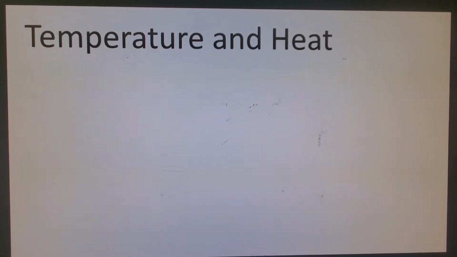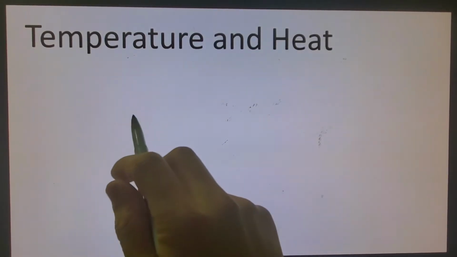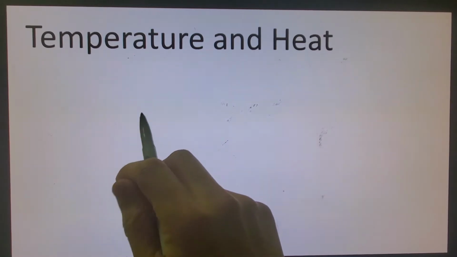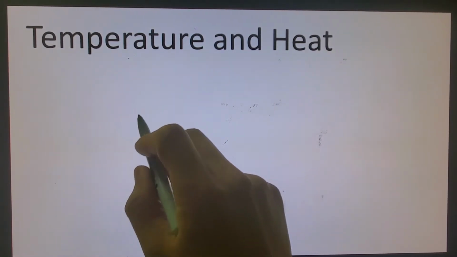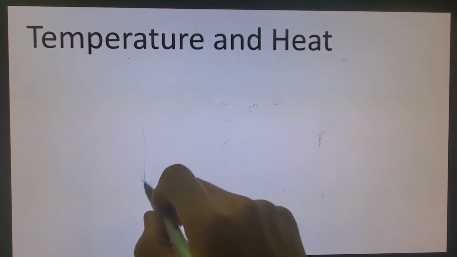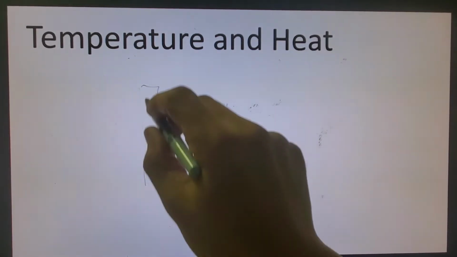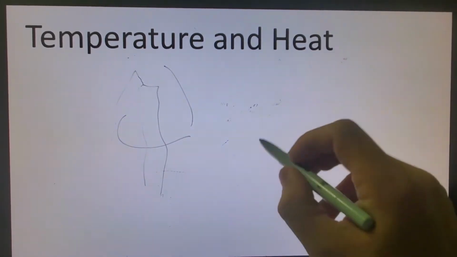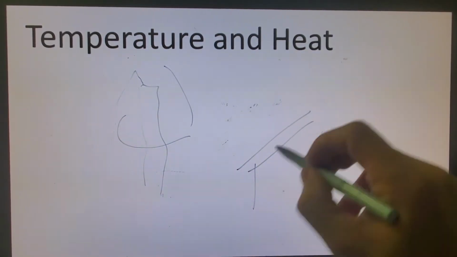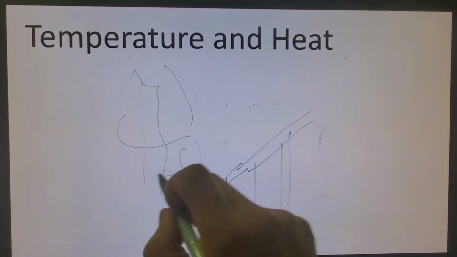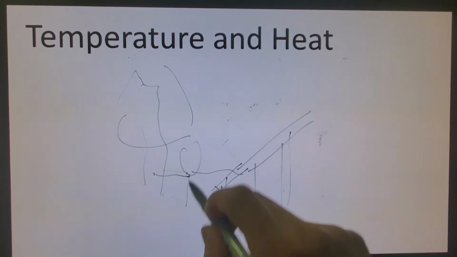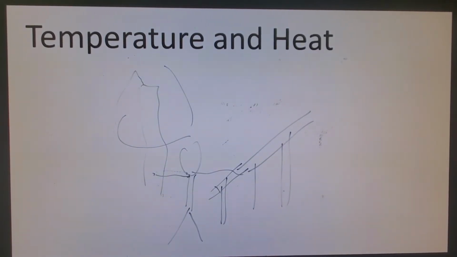Let's start with temperature. In the winter, one day is very cold outside. Let's say in the morning when you get up and go outside, you see a tree over here, okay? And there's a metal bar. So now you can use your left hand to touch the tree and your right hand to touch the metal bar, okay? The question is, which hand will you feel colder?